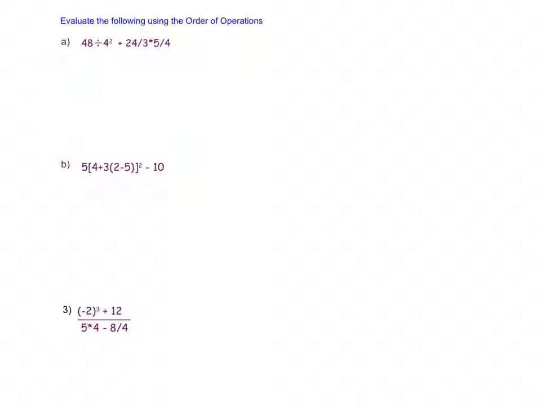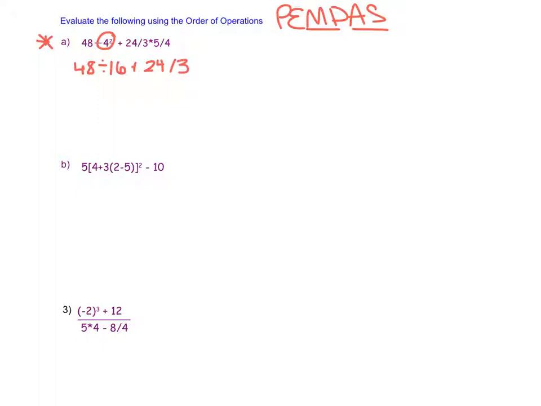So on this slide, all we're going to do is use the order of operations to evaluate the expressions on the screen. So here in my first problem up here in A, I'm looking through, and if I follow my PEMDAS, remember those are grouped together, I start with parentheses, but I don't see any parentheses. So then I move on to exponents where I see 4 squared. So I know I need to do 48 divided by 4 squared is 4 times 4, which is 16, plus then 24 divided by 3 times 5 divided by 4.